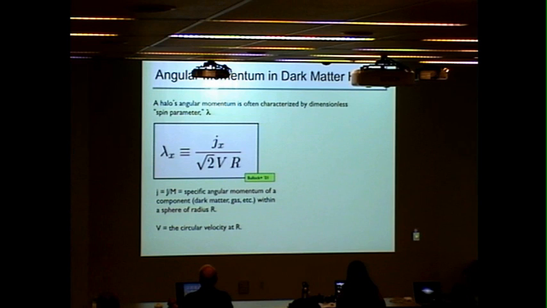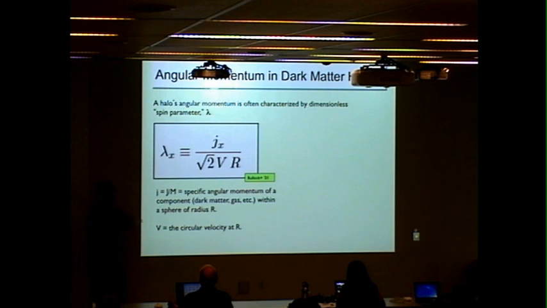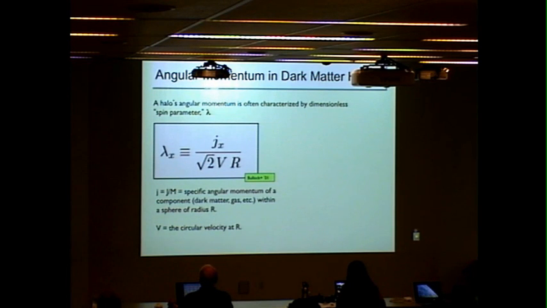So just a reminder, the spin parameter is defined as the specific angular momentum normalized by the circular velocity at some radius, and that radius. Typically this is defined for the entire halo, using the circular velocity at r-vir, and then you plug in r-vir. Before we even talk about the simulation, here's a little thought experiment to wrap your mind around what this parameter really means.